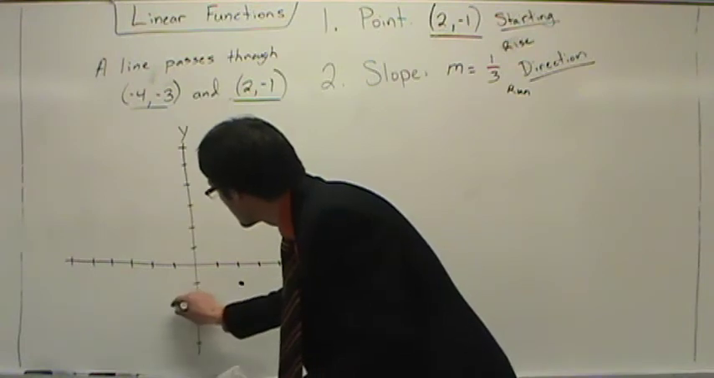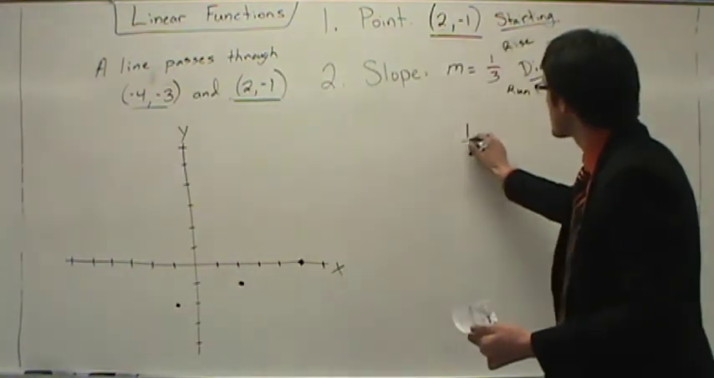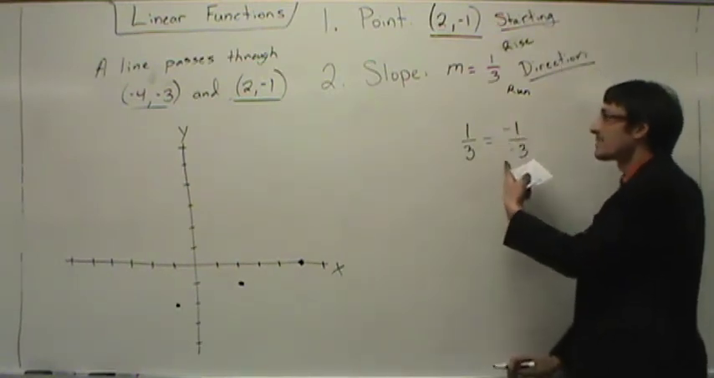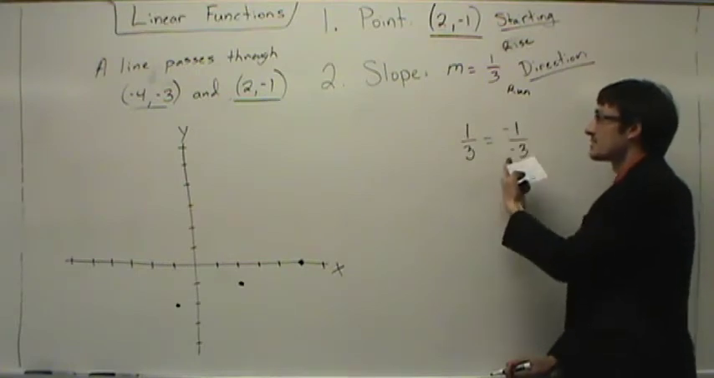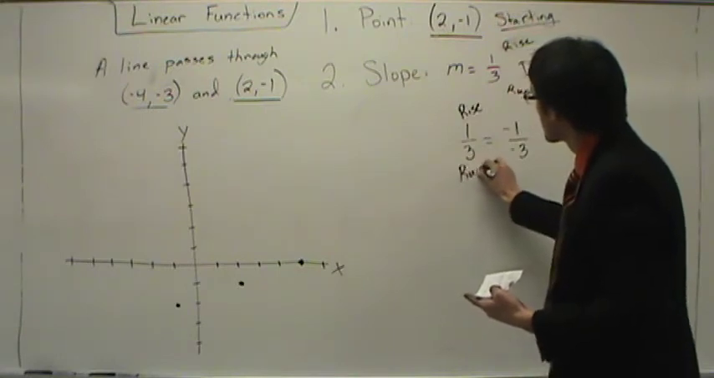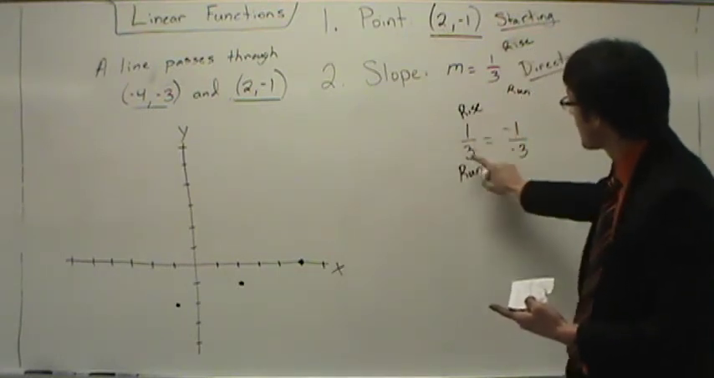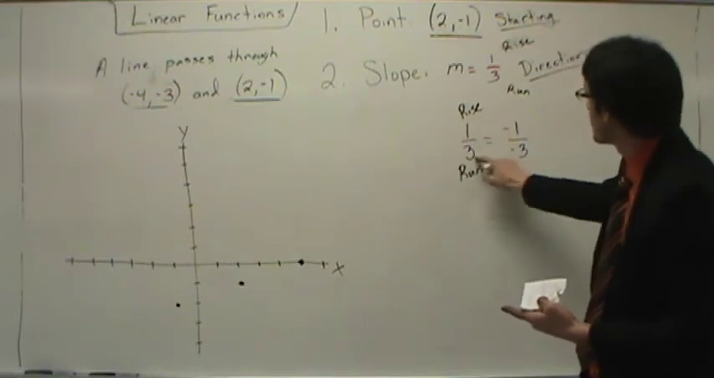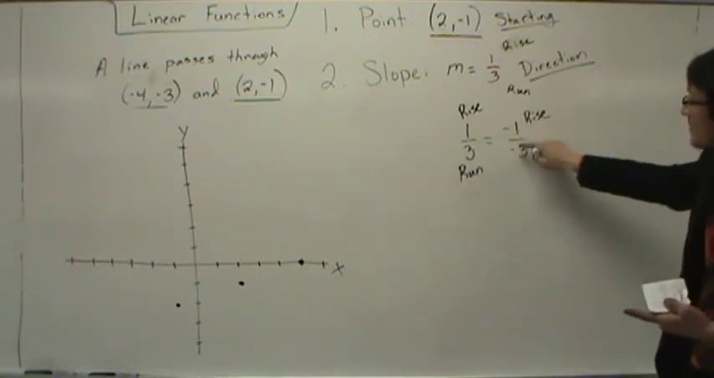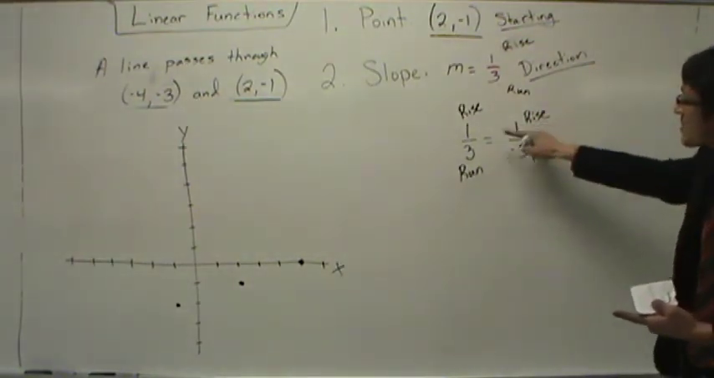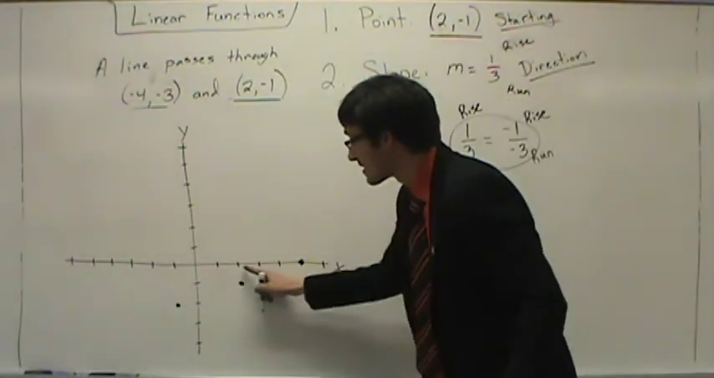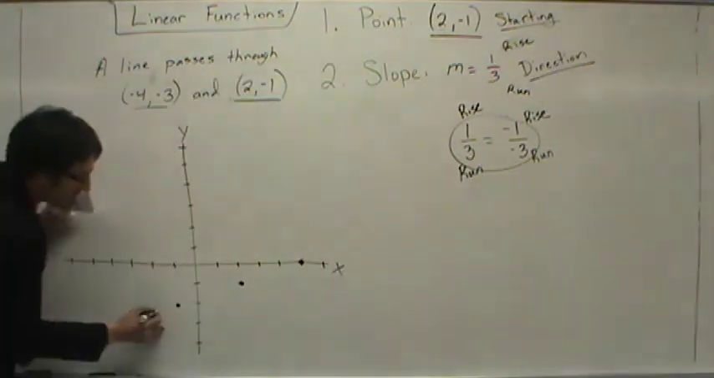Why? Let me show you again. Is positive 1/3 the same as negative 1 over negative 3? Yes, the negatives would cancel. Now, if our rise is positive 1, that means go up 1, and the run is positive, right 3. Up 1, right 3 is the same as down 1, left 3. If the rise is negative 1, go down 1. Run is negative 3, go left. So these are equivalent. Now, graph this line.